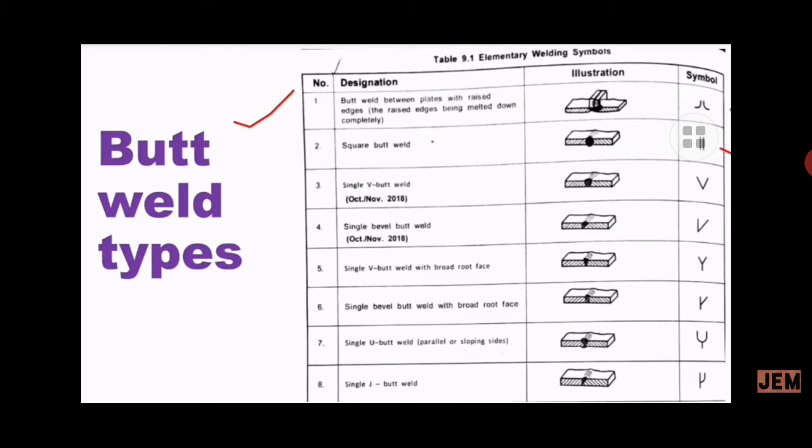Butt weld with square butt weld, single V butt weld, bevel butt weld, V butt weld with broad root face, single bevel butt weld with broad root face, single U butt weld with parallel sides, next single J butt weld. So these are the butt weld types.